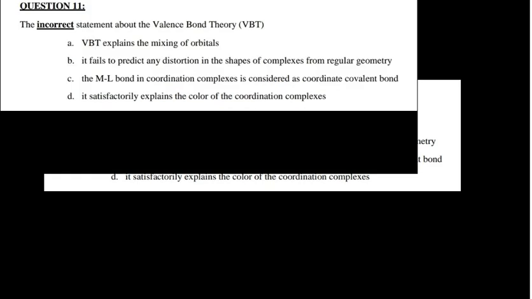VBT explains the mixing of orbitals. Yes, VBT says hybridization scheme. It uses hybridization, and when it uses hybridization, definitely the mixing of orbitals would be there. So this is correct. So I can write C for this one.